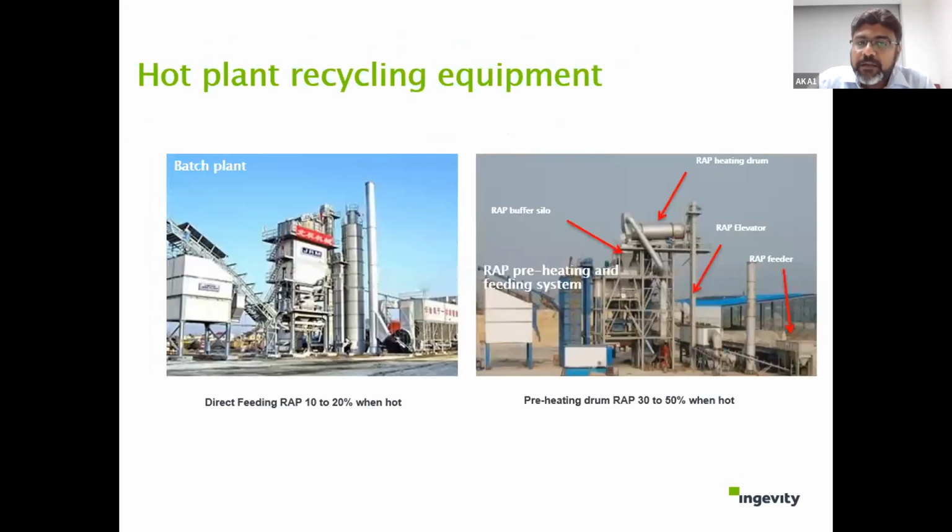In plant recycling, we have a full-fledged plant, a batch mix or a drum mix. Mostly, direct feeding happens for cold feed. If you want to do it without heating, it's only 20%. If you can preheat it, you can go up to 30 to 50. Fifty is achievable currently; nobody has gone beyond 50% in hot mix recycling. In cold mix, you can go up to 90 or 100%, but hot recycling has its own limitations, and 50% is the maximum we can achieve while getting all the required properties that we want.